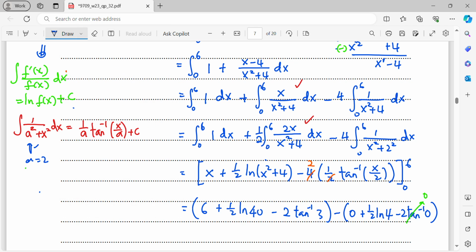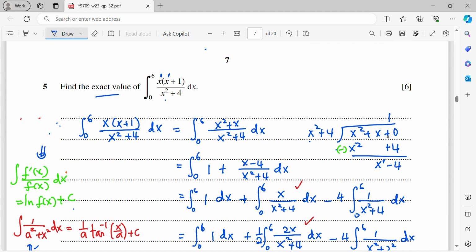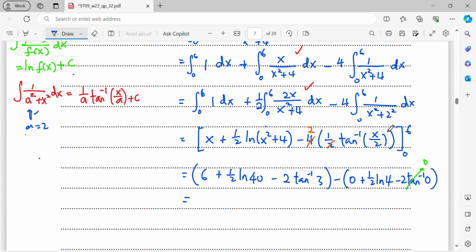From here, the question says find the exact value. It means no decimal. Then I will have to rewrite 6 plus half ln 40, and rewrite the inverse tangent 3 as well. Then this minus, you bring it in, it will be negative half ln 4. To get the simplest form, I notice that the ln can be simplified.